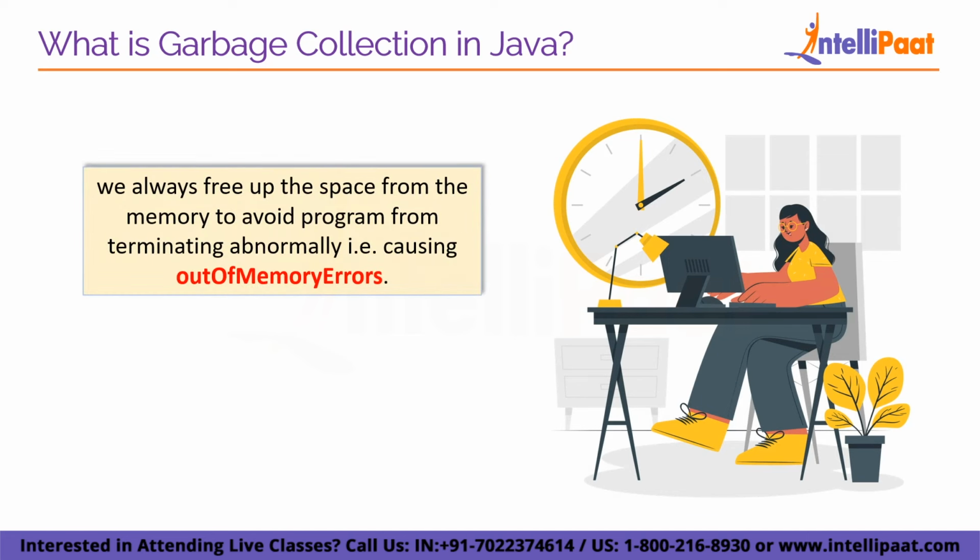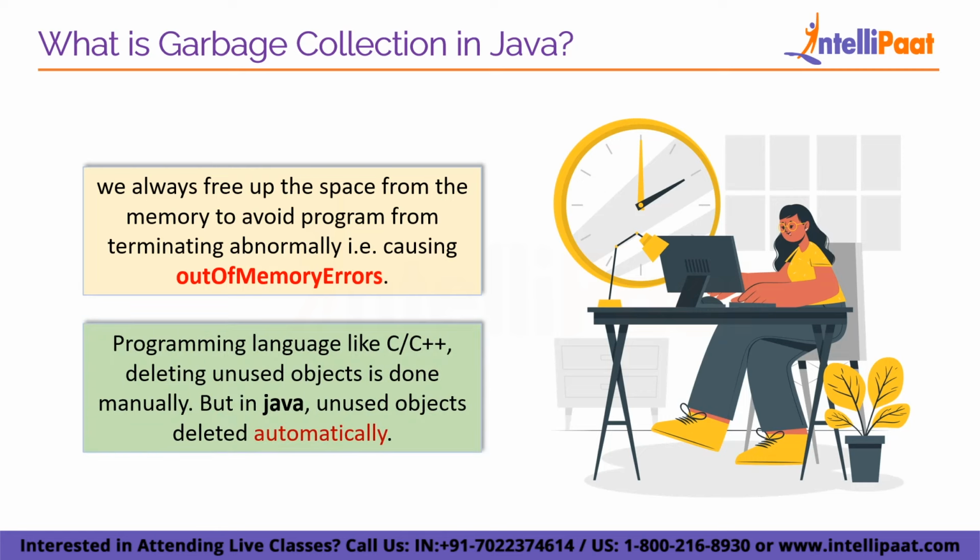In similar fashion, in programming, we need to free up space from the memory. If you don't do so, then at a certain point you won't get sufficient memory for creating new objects, and due to this the entire program will terminate abnormally, causing out of memory errors. In programming languages like C and C++, the programmer needs to free up the memory by deleting the unused or unwanted objects themselves. But in case of Java, the programmers don't need to think of it. The unused or unwanted objects automatically get deleted, and this is called garbage collection in Java.